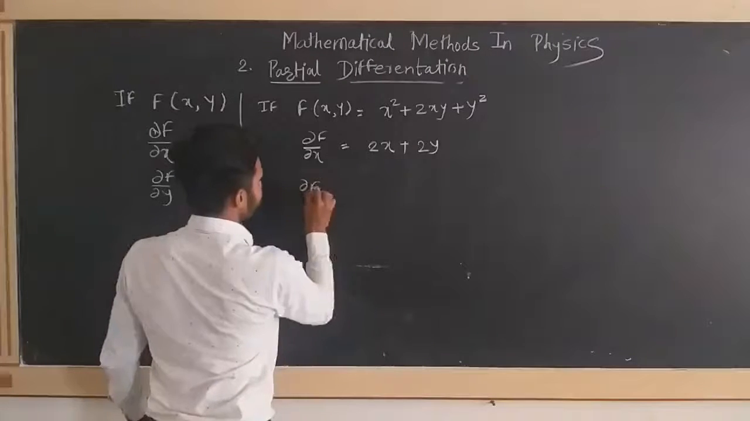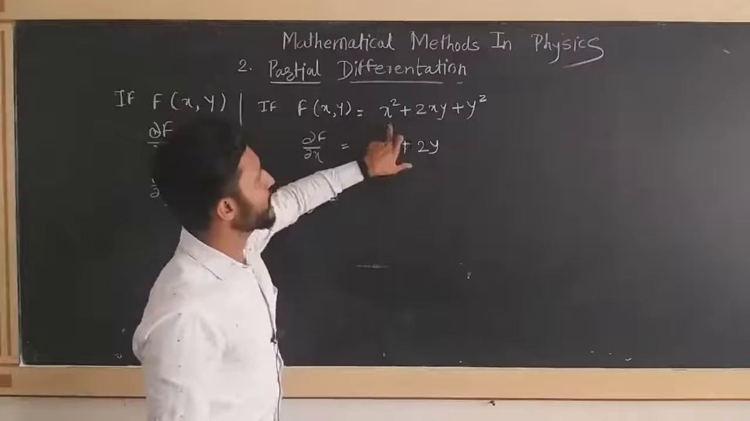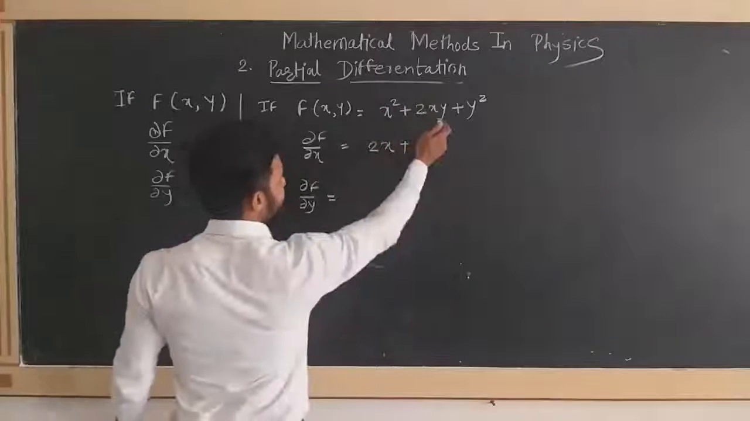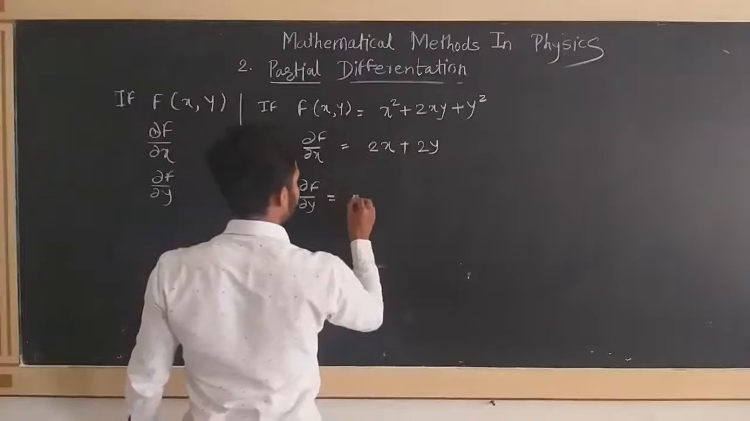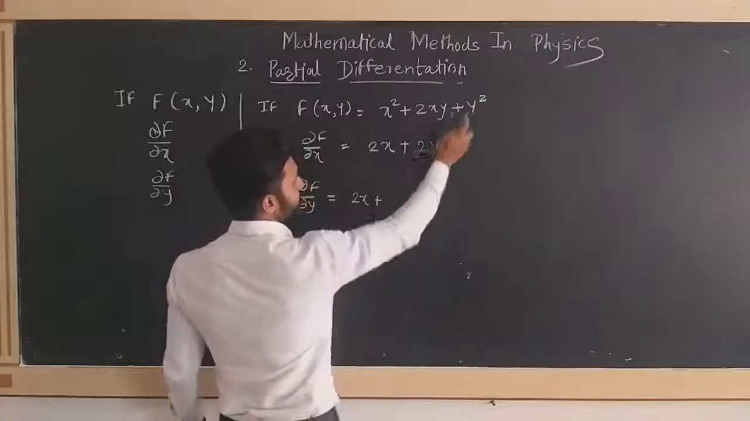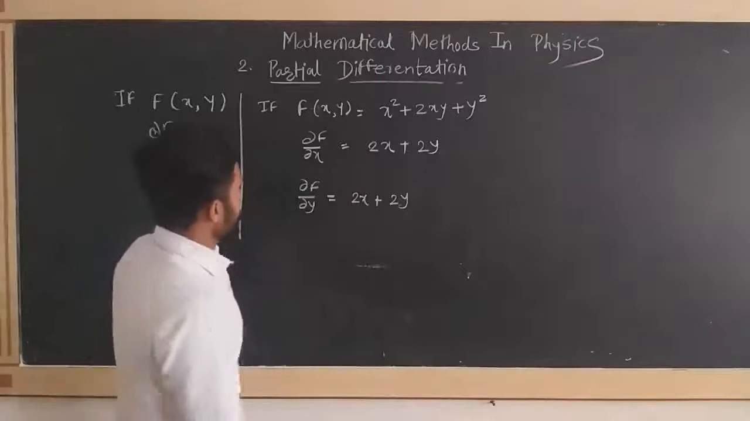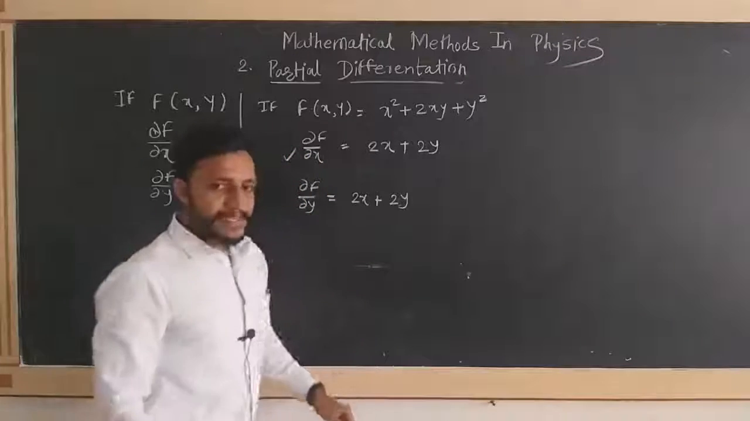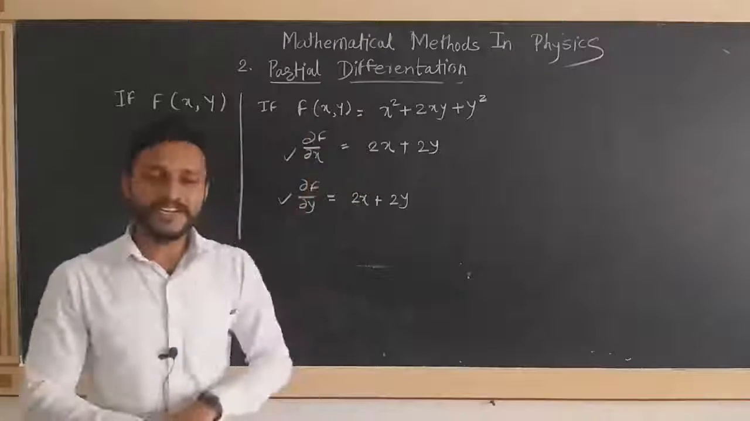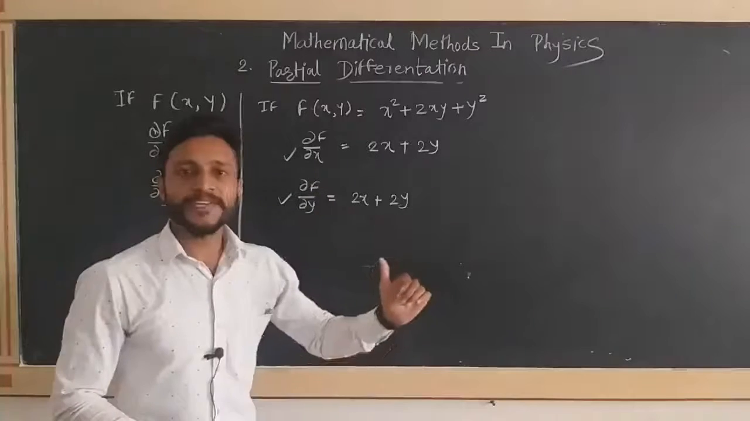Now the differentiation of f with respect to y by keeping x constant. This x is constant, so its differentiation is 0, and differentiating 2xy with respect to y we will have 2x only. So 2x plus, differentiating y square, 2y. In this case ∂f/∂x and ∂f/∂y are both equal. That means the function depends on two variables and changes with both variables.